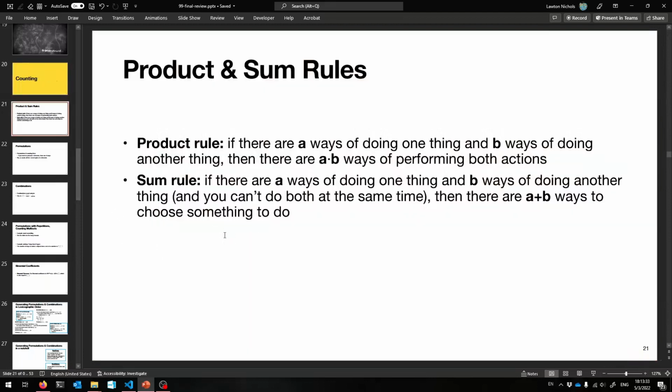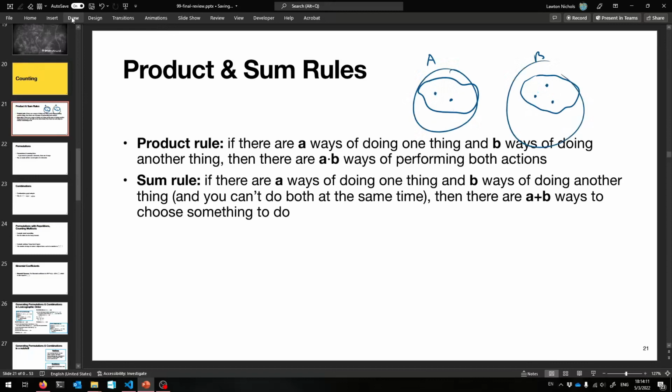These are more recent things, so hopefully they're more fresh in our brains. Let's talk about the product and sum rules. The product rule: if there are A ways of doing one thing and B ways of doing another thing, then there are A times B ways of doing both. Here's A, I have 2 ways of doing A, here's B, I have 3 ways of doing B. If I want to do both, I can do this one and this one, or this one and this one, or this one and this one, and same for the other one too. So it's multiplied. That's the product rule. There's 6 ways to perform an action of A and an action of B.